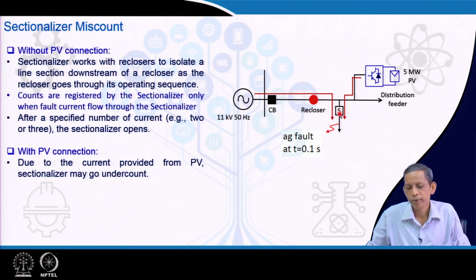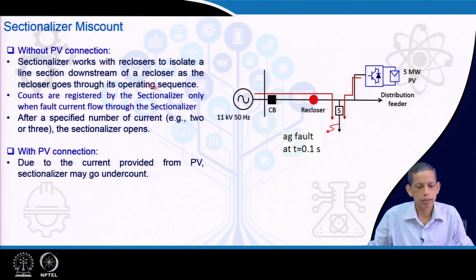Once again, the sectionalizer counts the number of interruptions by the recloser, but the current contributed by this PV will not allow interruption of current to the sectionalizer. Therefore, the number of counts by the sectionalizer will not be correct, as it was designed without consideration of the PV. That will lead to improper sectionalizer operation in such a situation. That is the challenge.